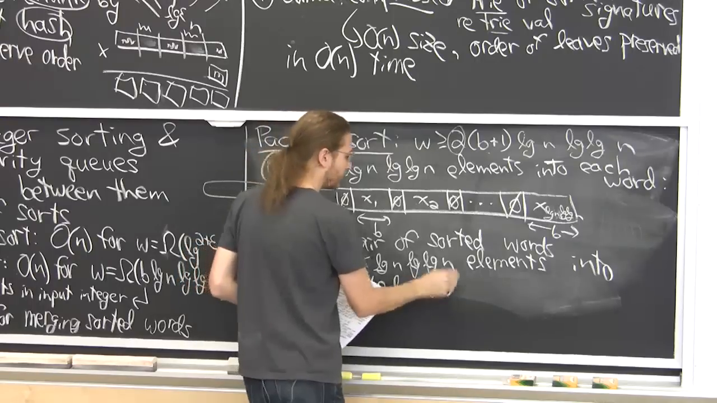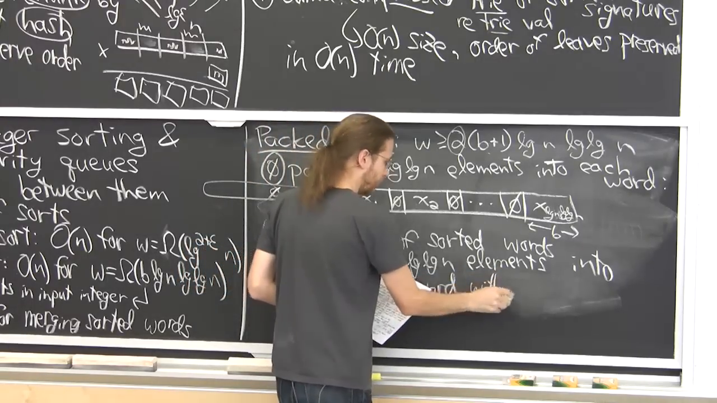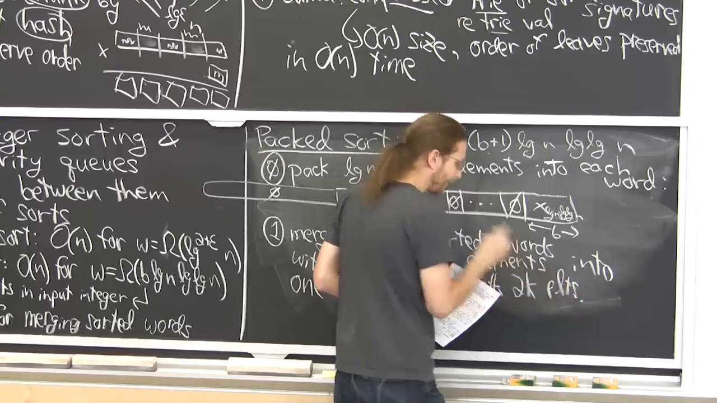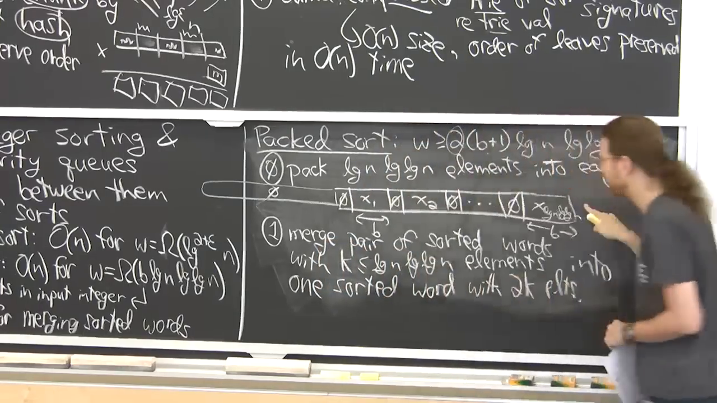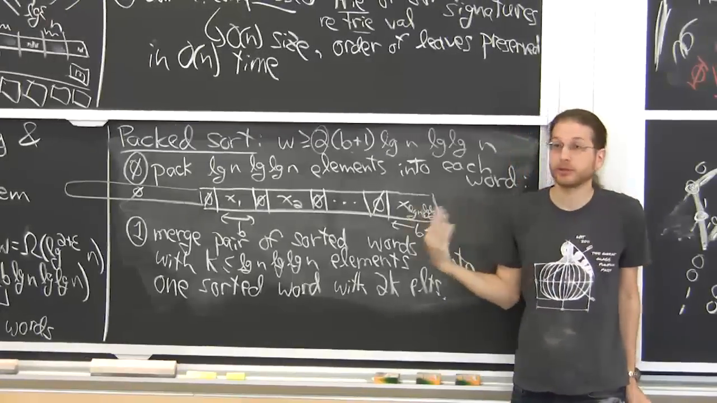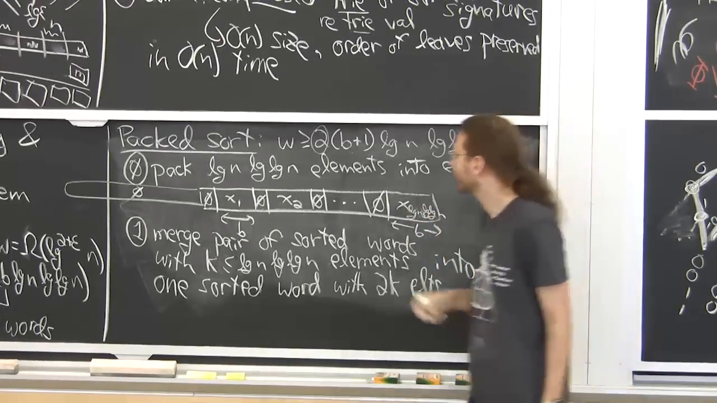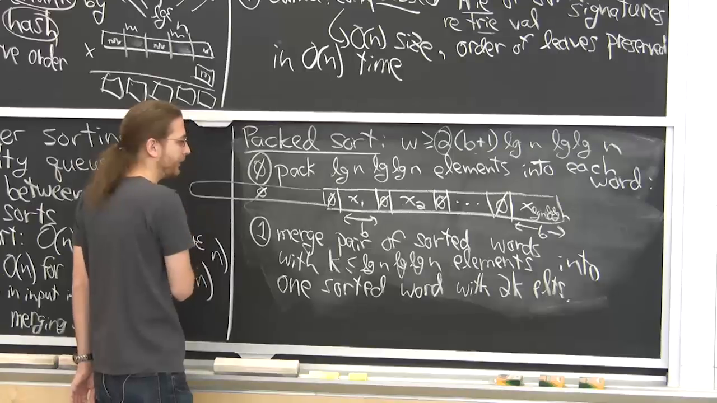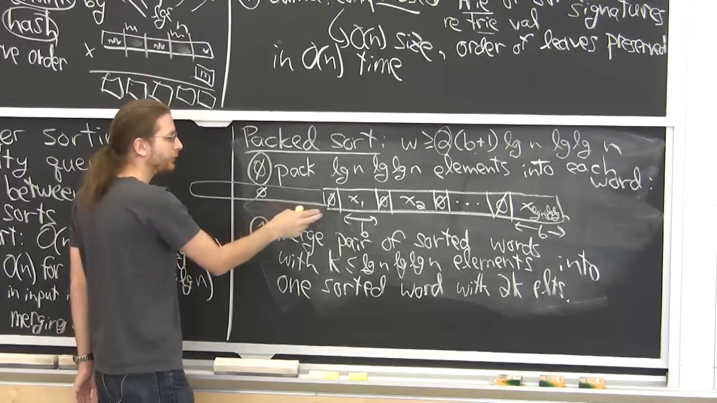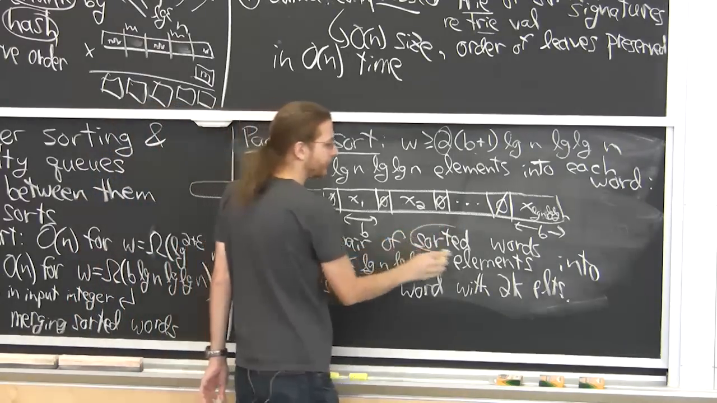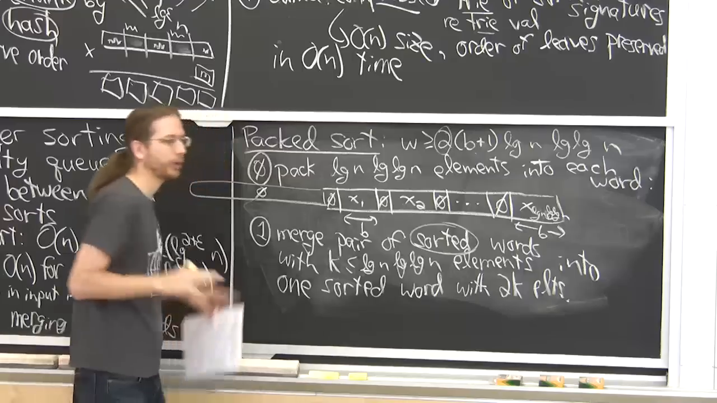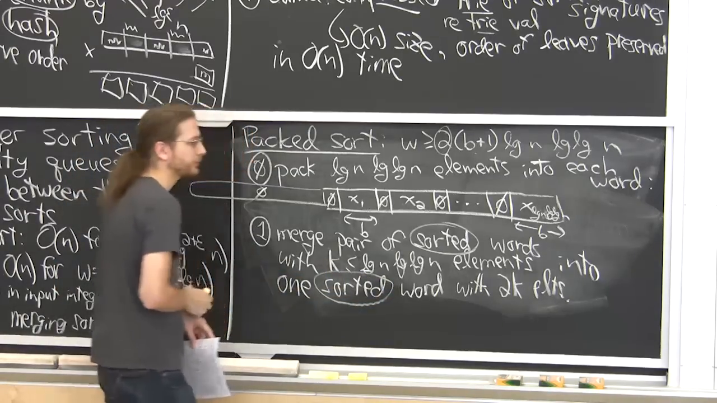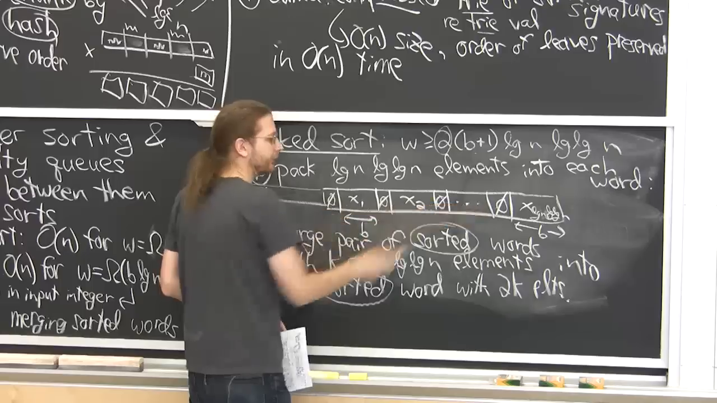With 2k elements. So I have two of these things, and I'll merge them in sorted order. Okay, when I did this packing, nothing's sorted, but don't worry about that at the moment. Just if I had two of these words, and suppose they were already sorted, then I want to merge them and make them still sorted. Okay, I want x1 to be less than x2 and so on.